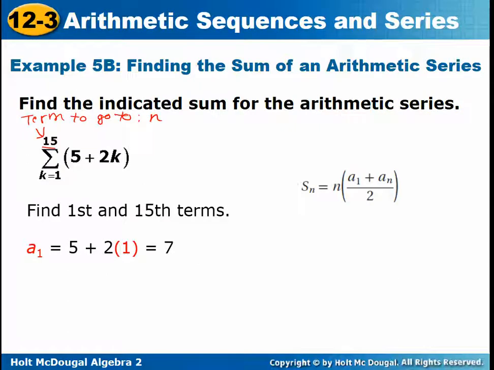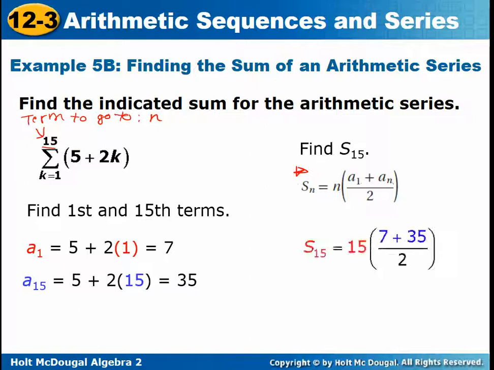Now let's find the 15th term. This is easy too. 5 plus 2 times 15. You just replace k with what term you want to find. So it's 35. So now we're ready to use this formula. We know a sub 1 is 7. We know a sub 15 is 35. We just add those together, and then you divide that answer by 2, and then you multiply by the number of terms you have, which is 15. And we will get 15 times 21 equals 315.